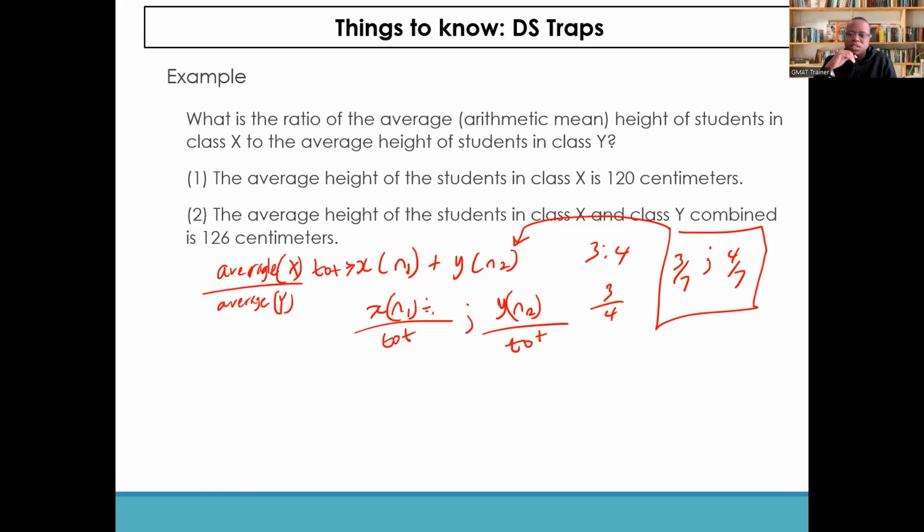So the average height of students in class X is 220. So how many students are there? We don't know. Because if you know the number of students, then you can tell. Okay, the average height in class X is 20. How about the average height in class Y?